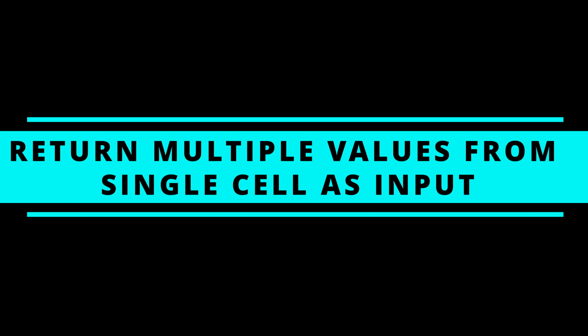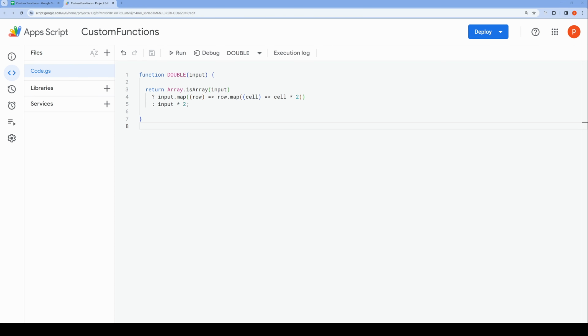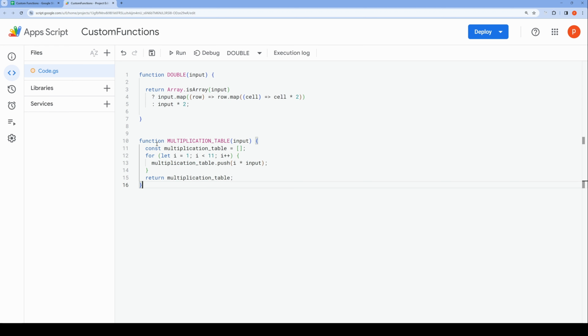We're going to explore how to take input from a single cell and return multiple values. To do this, we'll introduce an additional function. In this case, we'll create a function to generate multiplication tables. Here's how this function works. It takes a single input, such as 2 or 4, which represents the number for which we want to create a multiplication table. The function will loop through numbers from 1 to 10, multiplying the input number by each of these values. It then pushes these results into a multiplication table array and returns it.